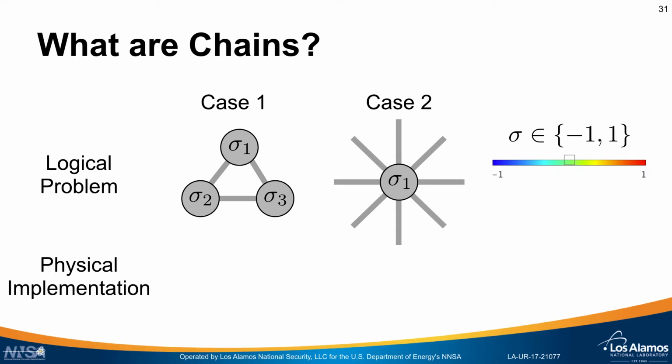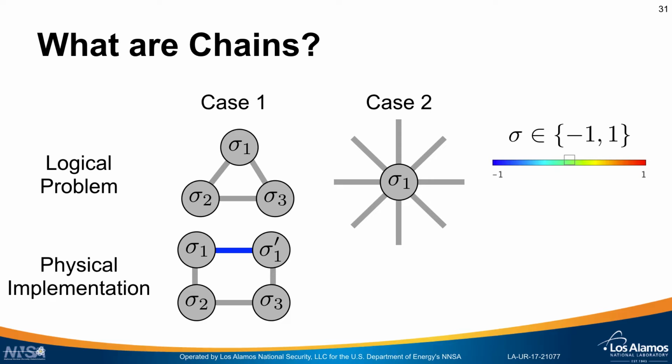What is the physical implementation of this on the D-Wave hardware? The typical approach is to create a second spin, like sigma 1 prime, which is basically a duplicate of the sigma 1 spin, and then link them together with a very strong negative coupling so that they take the same value. Effectively, if that coupling is strong enough, it'll implement what is going on in case 1.